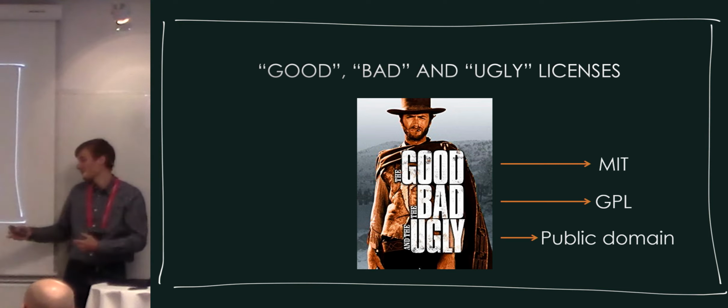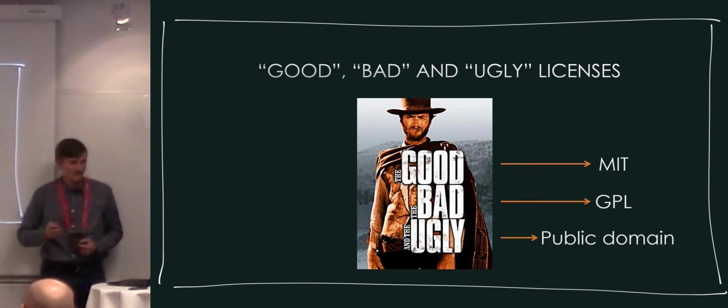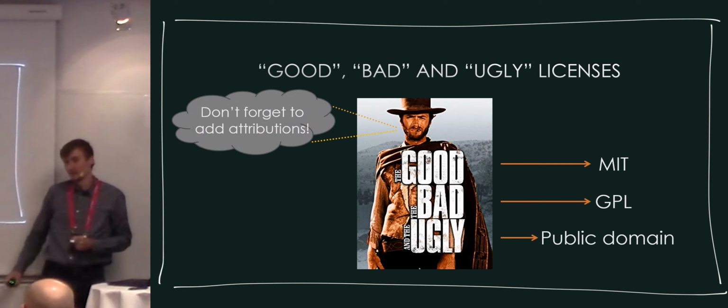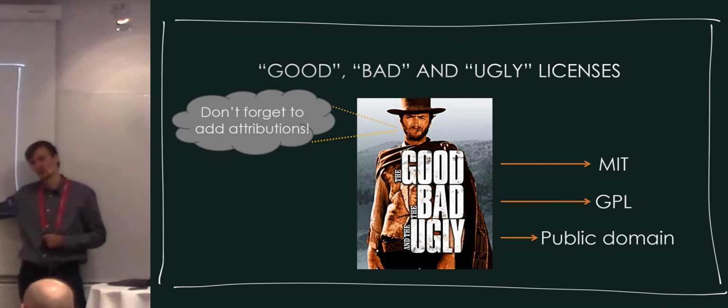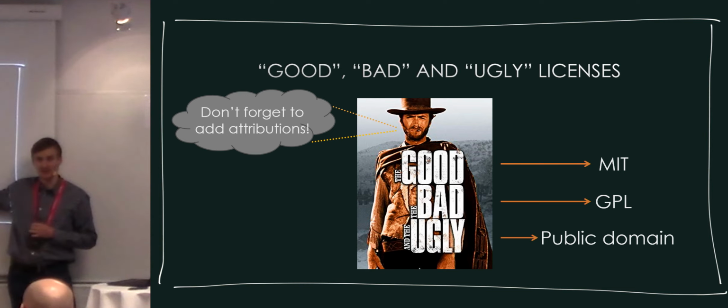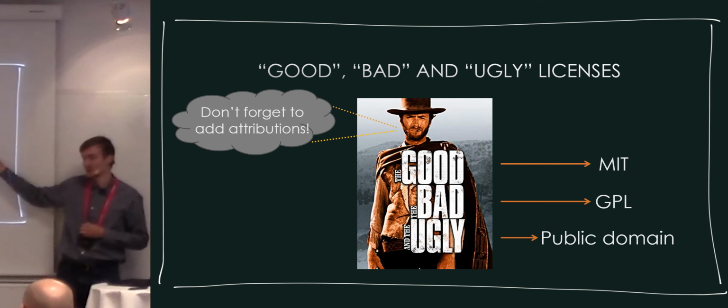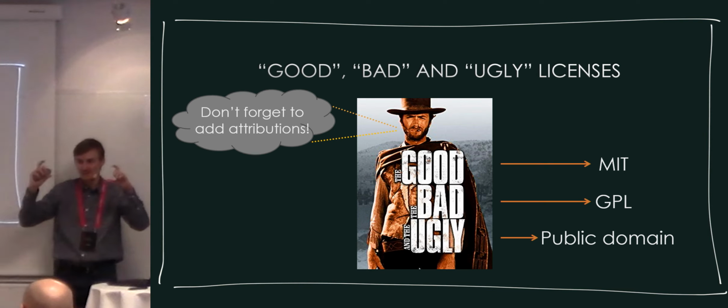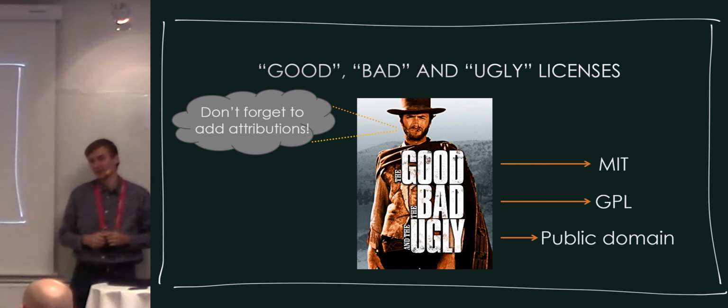In different countries, public domain is a different thing. And this tough guy also tells us: do not forget to put attributions for all the libraries that you use. For example, MIT says it's free to use as long as you put this part of the license file somewhere with your application when you distribute it. So don't forget to do that.